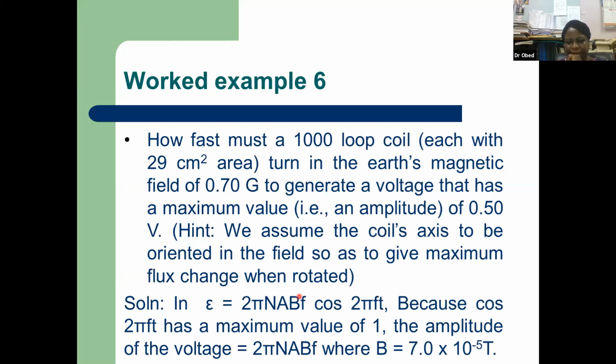So a hint is given for the solution. You have the formula here. Then because cos 2 pi ft has a maximum value of 1, the amplitude of the voltage is equal to this, where B is equal to this. So it says, how fast must a 1,000 loop coil turn in the Earth's magnetic field?